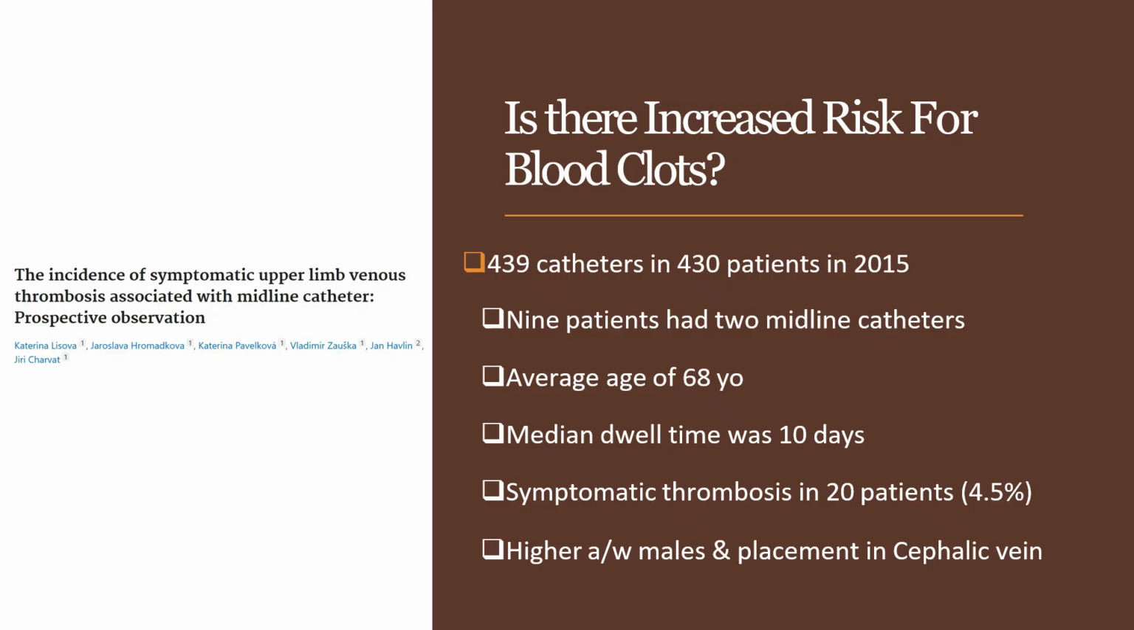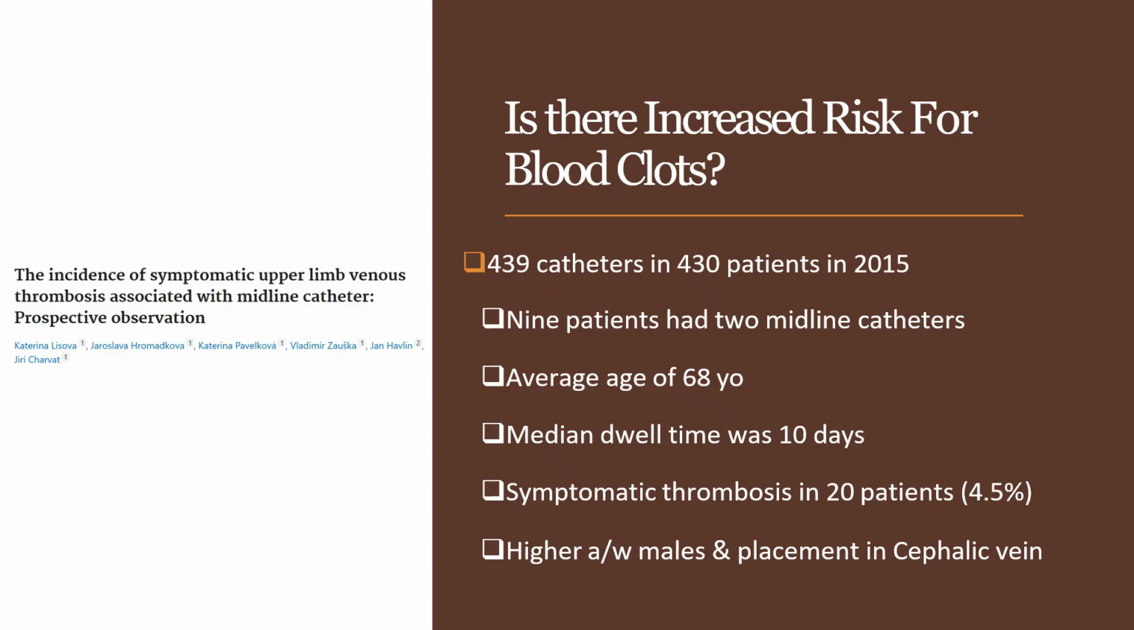With these big catheters being placed in these veins, you may start to wonder, is blood flow being restricted or obstructed? And that could lead to blood clots being formed. So that's one question they sought to answer in this study. The total number of catheters in the study was 439, in 430 patients, so 9 of those patients had 2 midline catheters. The average age was about 68. The median time that these catheters were staying in and being used was about 10 days. They found symptomatic thrombosis in about 20 patients, or about 4.5% of the overall study population.